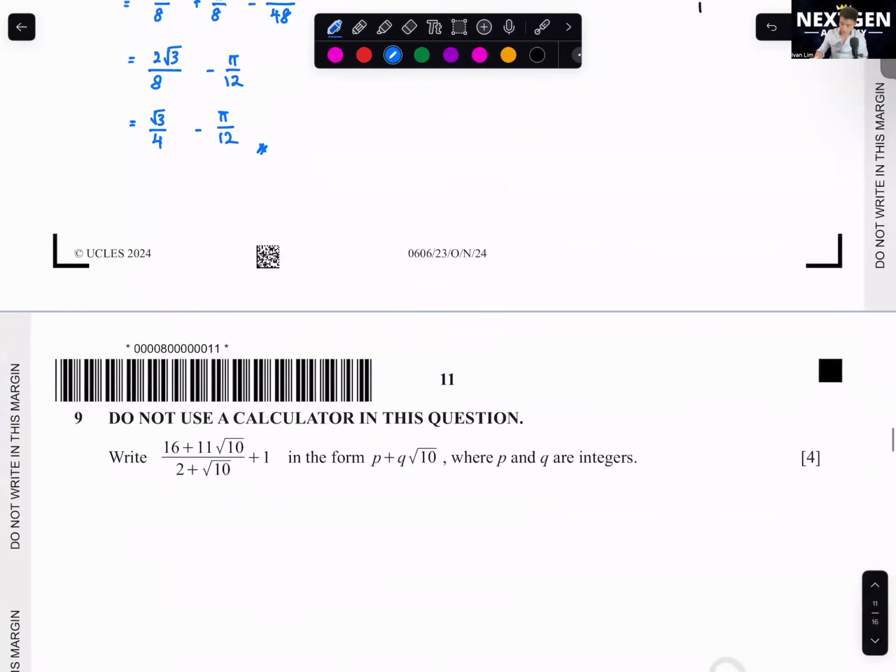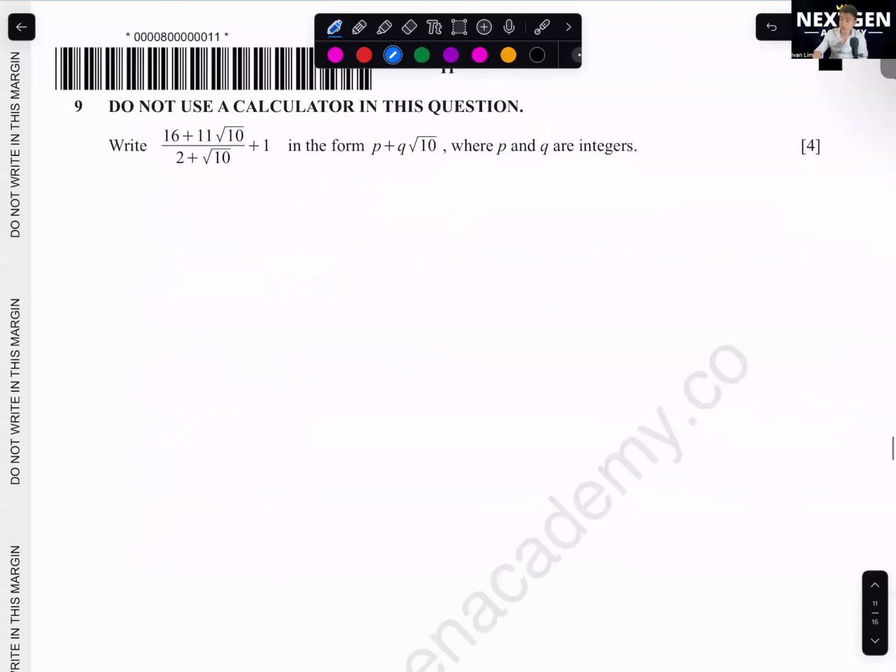Let's move on. Question 9. Do not use a calculator. This one confirm paper 1. This is a third question. This one you all can practice for your maths also. First one, we want to make it to P plus Q surd 10. We add them by putting them into the same denominator first. So 16 plus 11 surd 10 over 2 plus surd 10, plus 2 plus surd 10 over 2 plus surd 10. We add up the numerator.